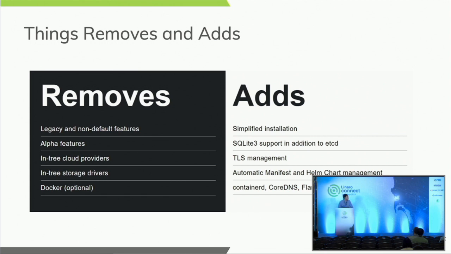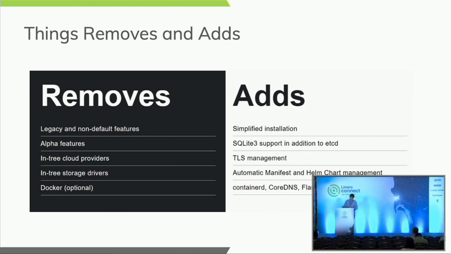So what has it done to make that happen? It has removed something and added something different. From the removed part, we know Kubernetes has been famous for at least 5 years, and many features have come to it. But several of them are legacy, and several of them are alpha features. So they removed all the legacy and alpha features that you don't need on the edge node.